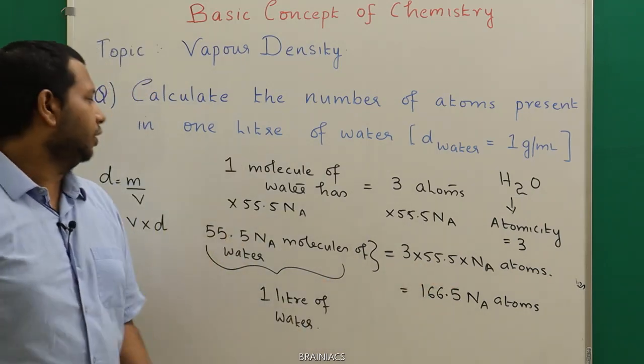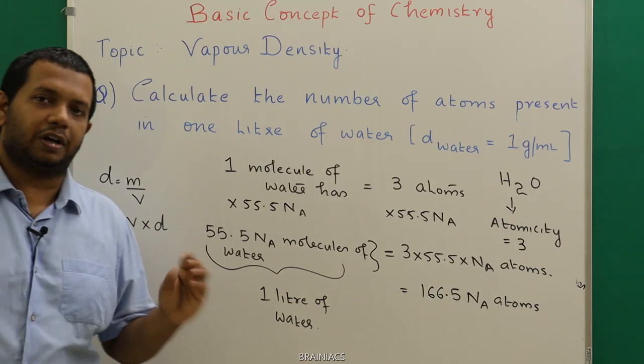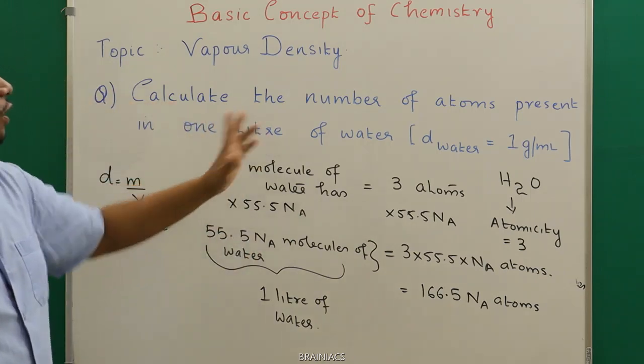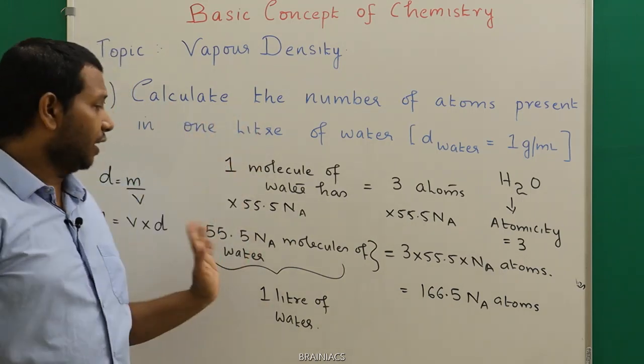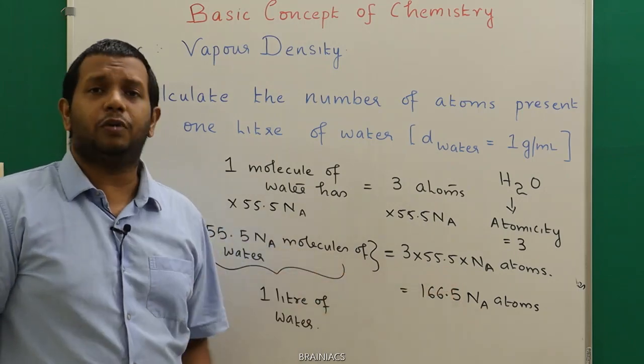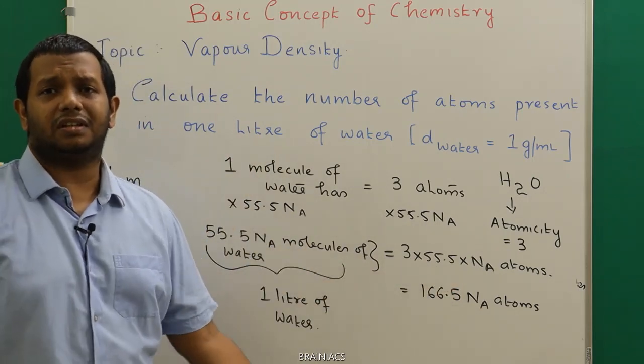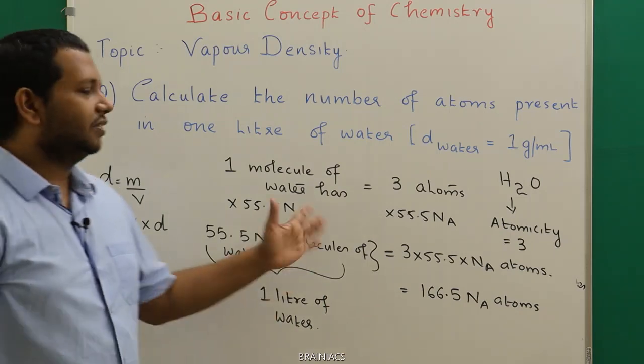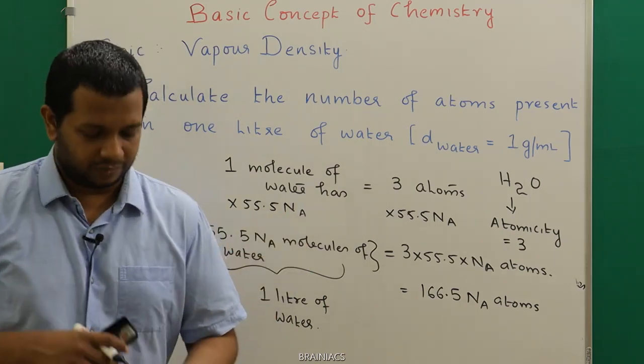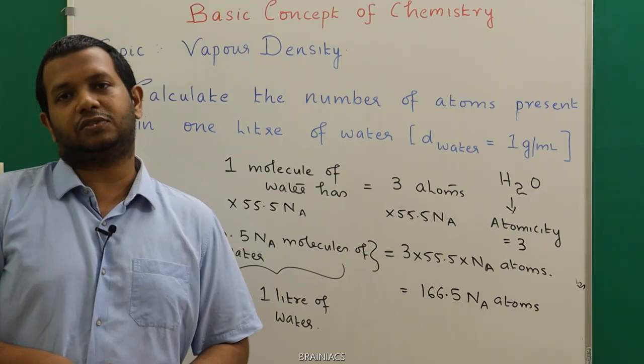Okay, so I hope you understood. This is a very important question for NEET. Suppose they are asking you 2 liters of water for the entrance exam. If you remember this value 166.5 Na, then for 2 liters, what do you need to do? Multiply by 2. That's it, nothing else. Understood? So this is the standard way. Okay, thank you. We will go to the next question.